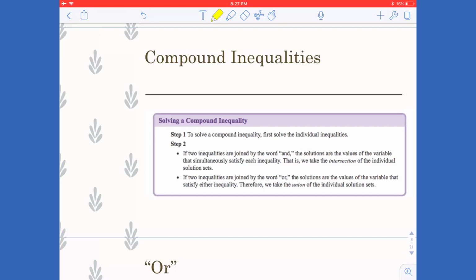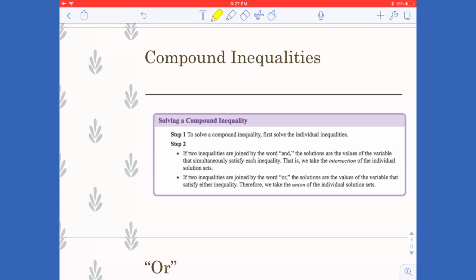Hello students, so the purpose of this video is to get you acquainted with compound inequalities as well as disjoint inequalities. So when I'm solving a compound inequality, I want to find the individual inequalities first. And then if I'm joined by the word and, then the solutions are the values of the variable that simultaneously satisfy each inequality. So we're looking at an intersection. We talked about intersections in one of our previous sections in this chapter.